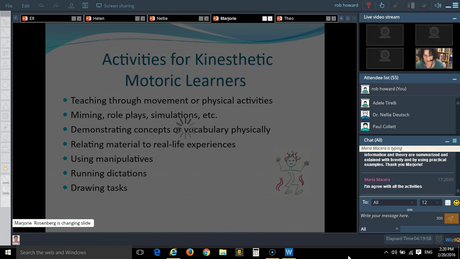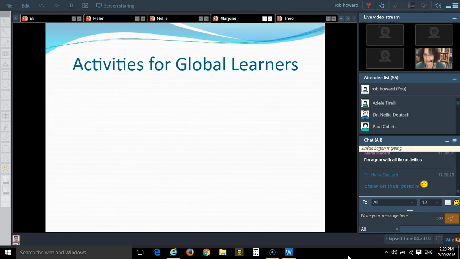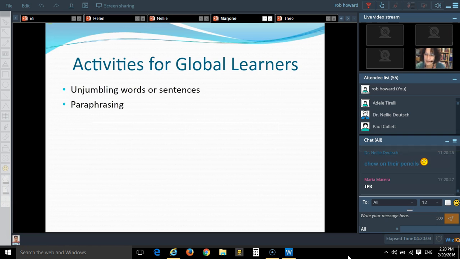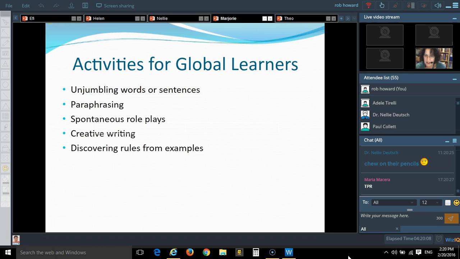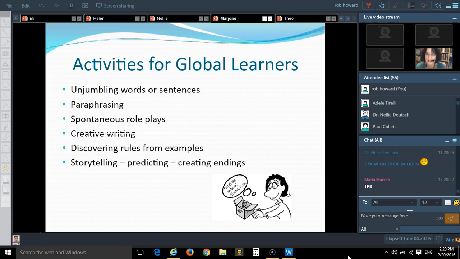Okay, let's go on to the next one, which is the global learners. So I took two sets of learning styles. One is the sensory based, those were the first four, and now this is what we would say is more cognitive. So those are the learners that like the big picture. And when they unjumble words or sentences, they're looking at the whole thing.